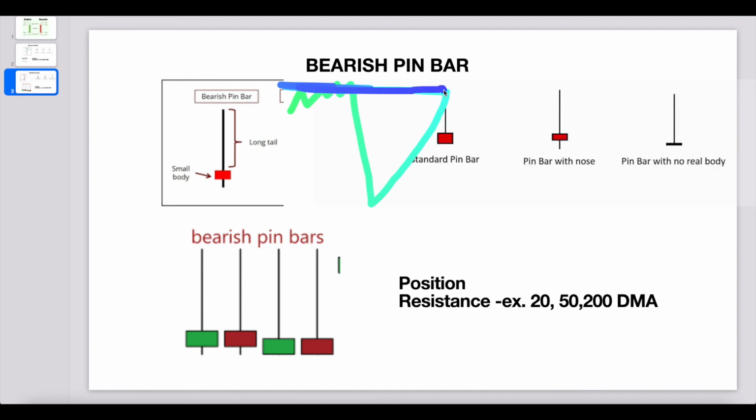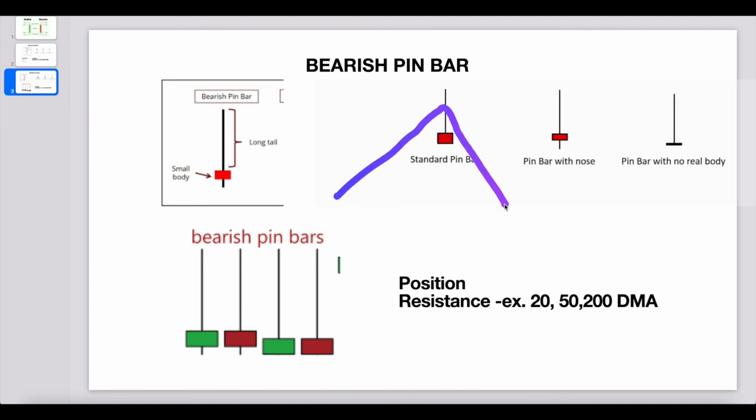So it started again. So the sellers came over here. They started selling the stock and it went down, down, down, and it made a bearish pin bar over here. And that's where it indicates the uptrend is finished now. Now the stock will go down and it will start its downward rally.